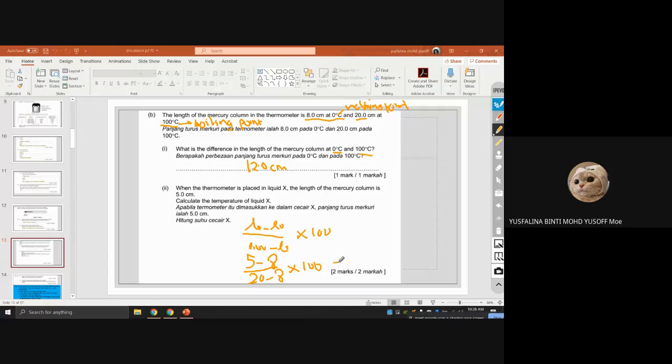So you got 25 degrees Celsius. So this is the answer. No, not 35, sorry. I think negative, right? Negative 25. Yeah, negative 25. Because the negative 25 plus 5 minus 8 is negative 3, right? So the answer should be negative 35 degrees Celsius. Okay, so next one.